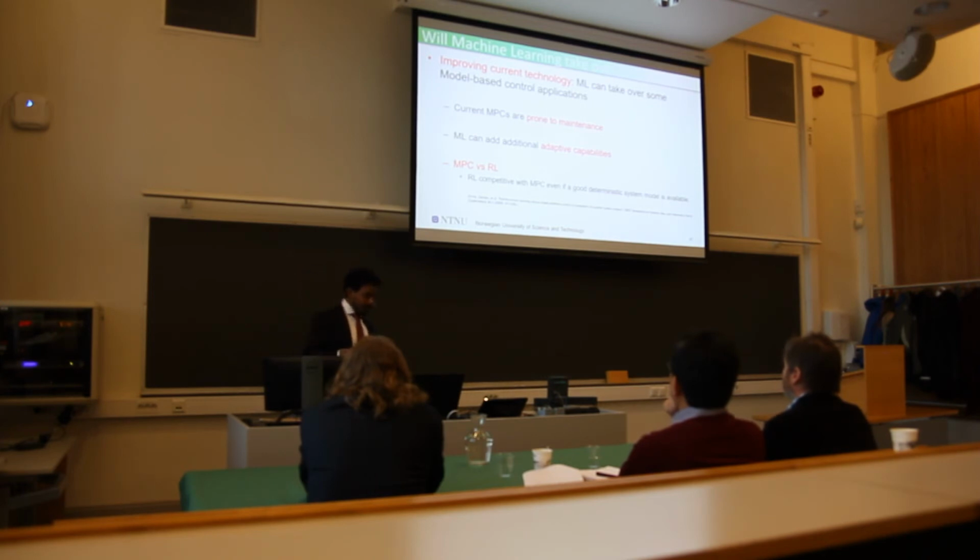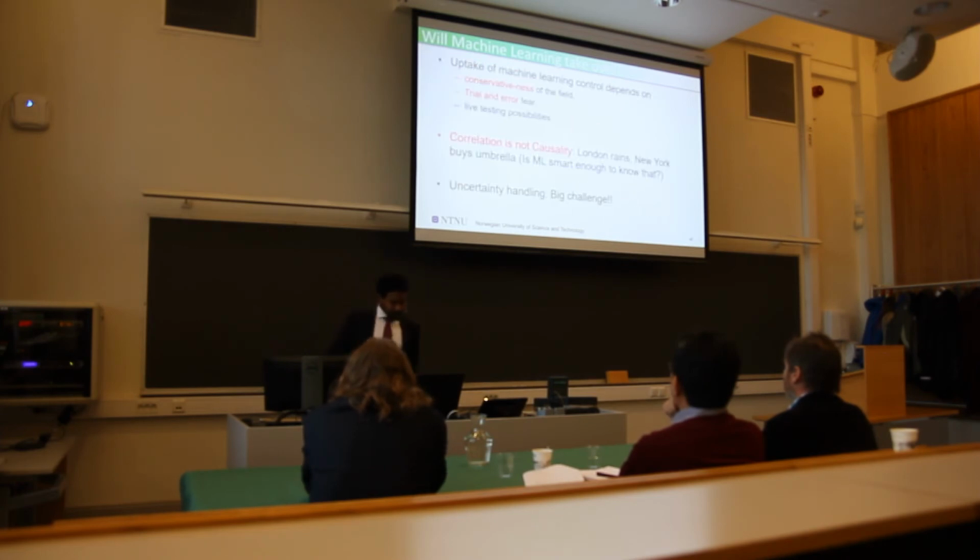So it might be inherently adaptive to those things, and it relearns by itself that now it has to do things differently. There is a nice paper with the comparison of model predictive control and reinforcement learning, where it concludes that reinforcement learning is competitive with model predictive control, even if a good deterministic system model is available. So that's a very concrete result, and this is a 2009 paper.